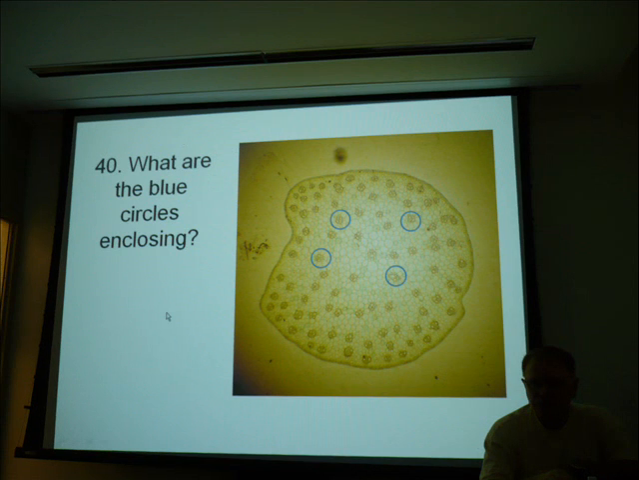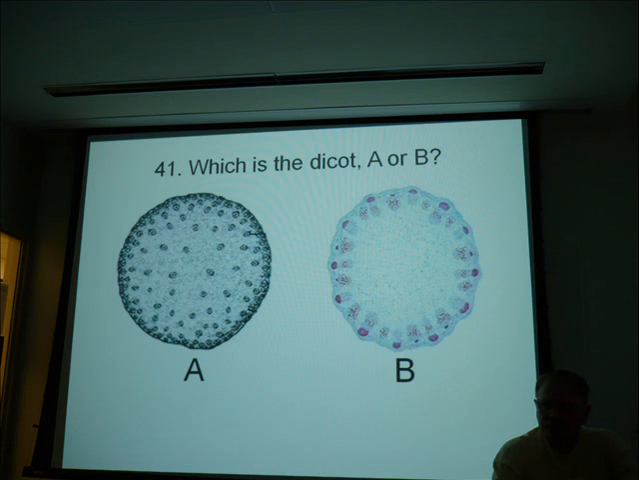What are the blue circles? Two words. Vascular bundles. Four. Could you name it? What'd you say? I'll check that. Dicot.